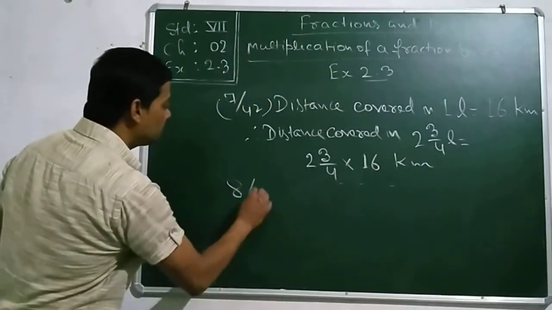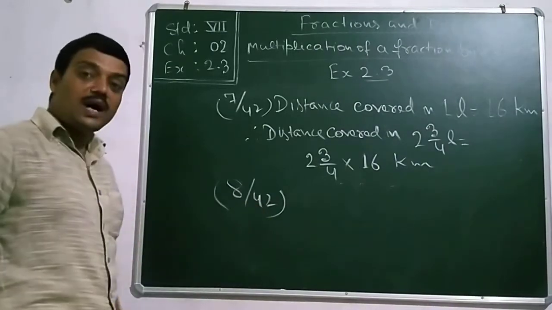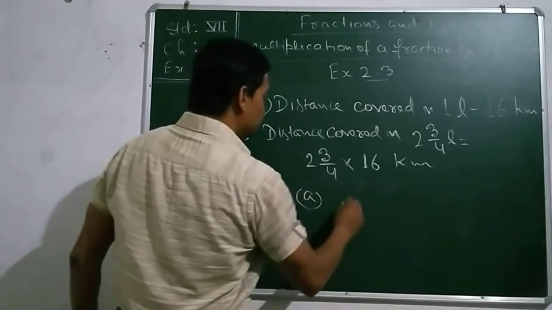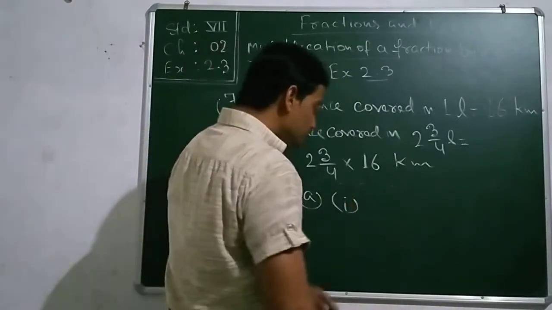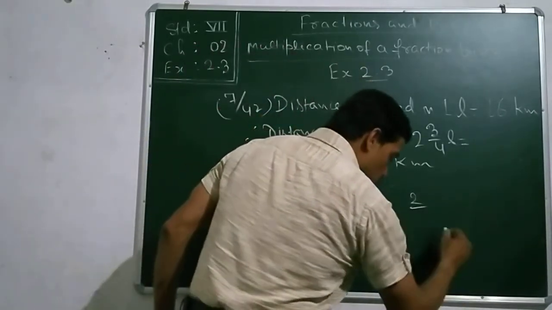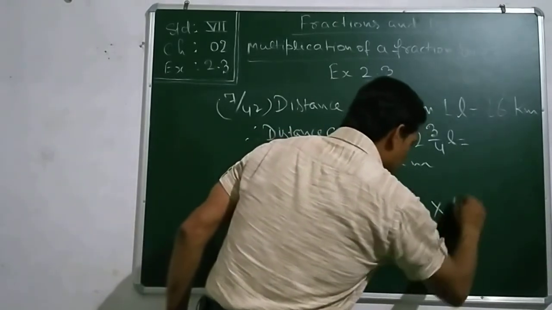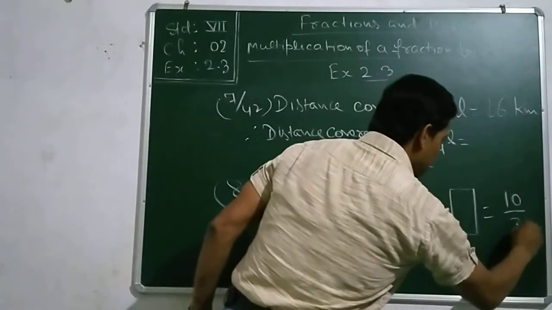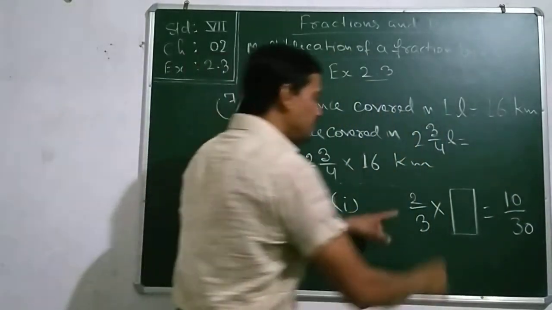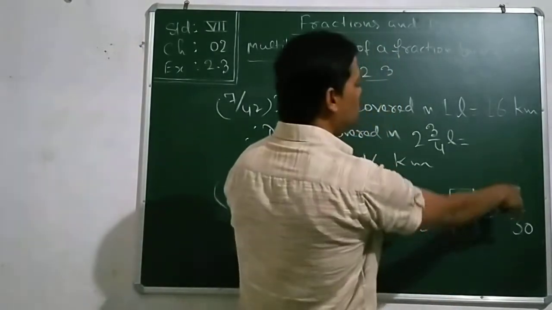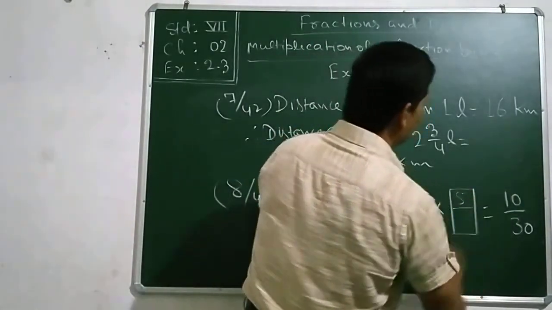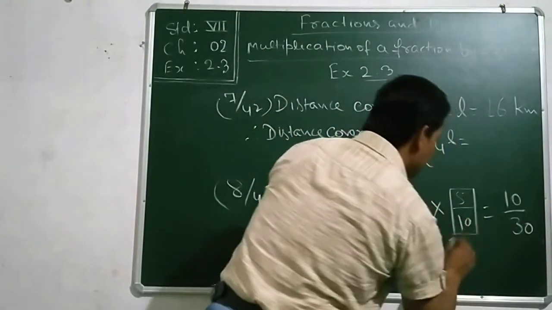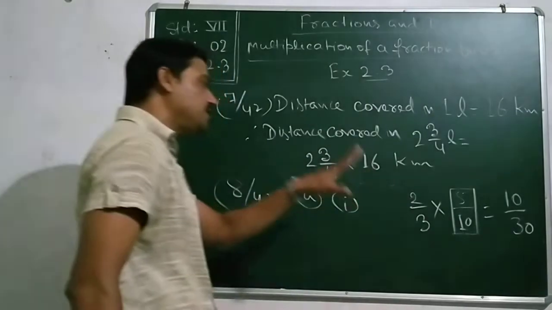And the last sum, that is 8 number, you have to fill up two boxes. See, in the A number, first one is 2 by 3 into the box equal to 10 by 30. Simply you can think by what number 2 must be multiplied to get 10, 5, and by what number 3 must be multiplied to get 30, it is 10. So 5 by 10 appeared in the box.